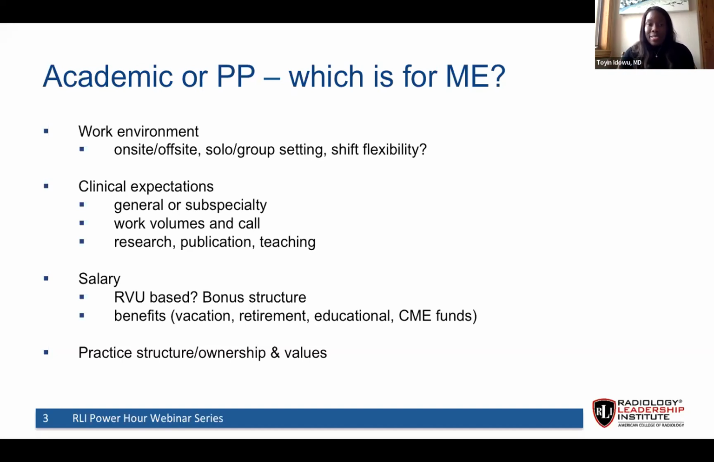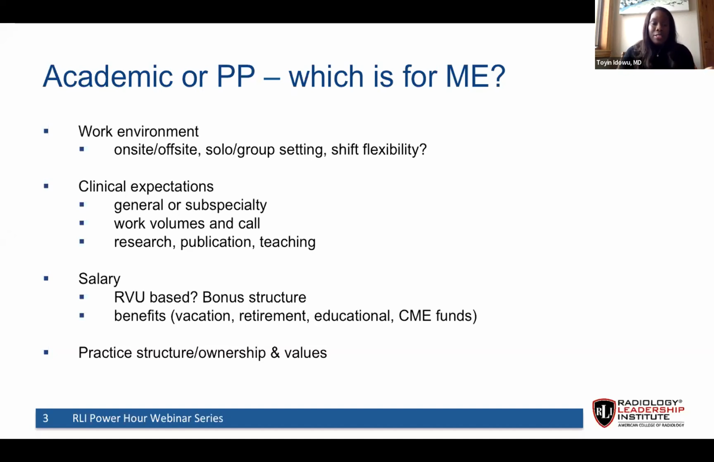That's not all practices, and that can be either academic or private practice. My previous academic practice had sort of an RVU base that typically everybody hit, and you got bonuses based on RVUs above that. So that doesn't necessarily have to be academic versus private, but you want to ask those questions. And if you're in a subspecialty that reads higher RVU value studies versus lesser RVU value studies, that's something to take into consideration.